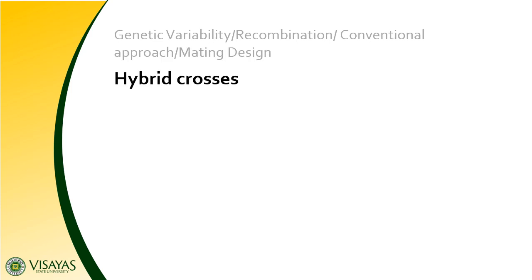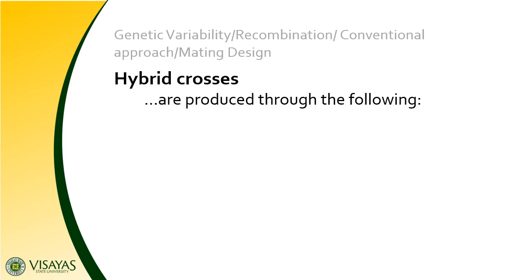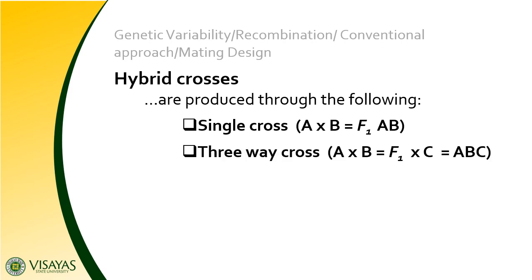Under this mating design, you can produce hybrid crosses. So these are produced through the following. You have the single hybrid cross or single cross. In here you have two parents, A and B, and then you cross them, producing an F1 called AB. Then you have also a three-way cross in which you have three parents. First you make a single cross, A and B, then you have F1, and then the F1 of A and B will be crossed to the third parent, producing a three-way cross hybrid or ABC.